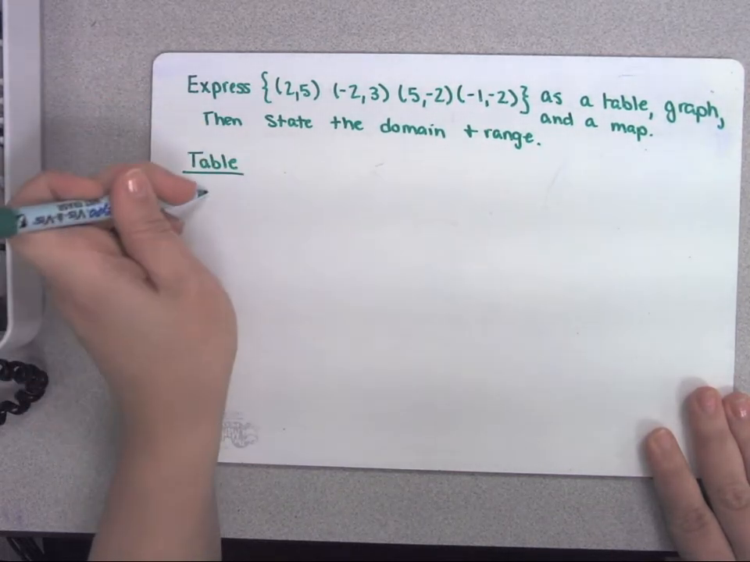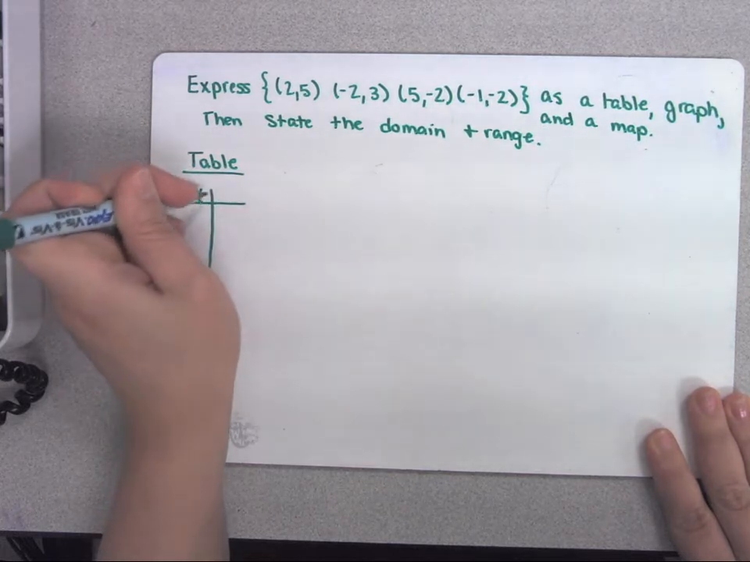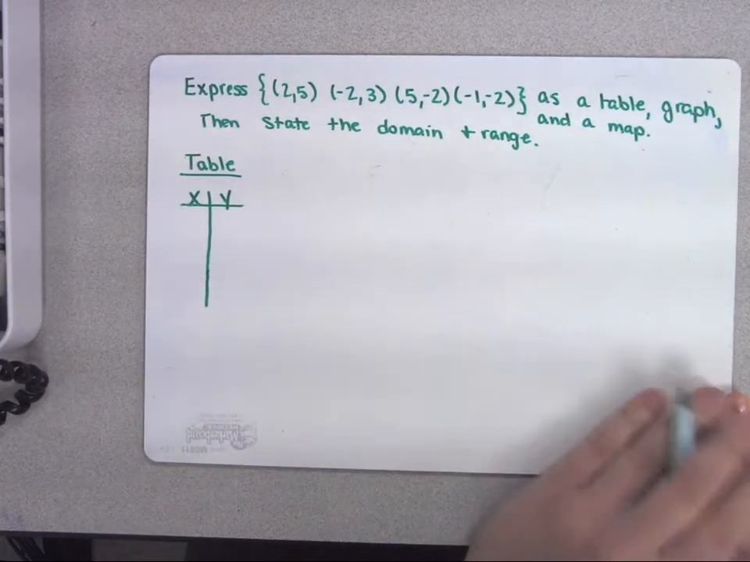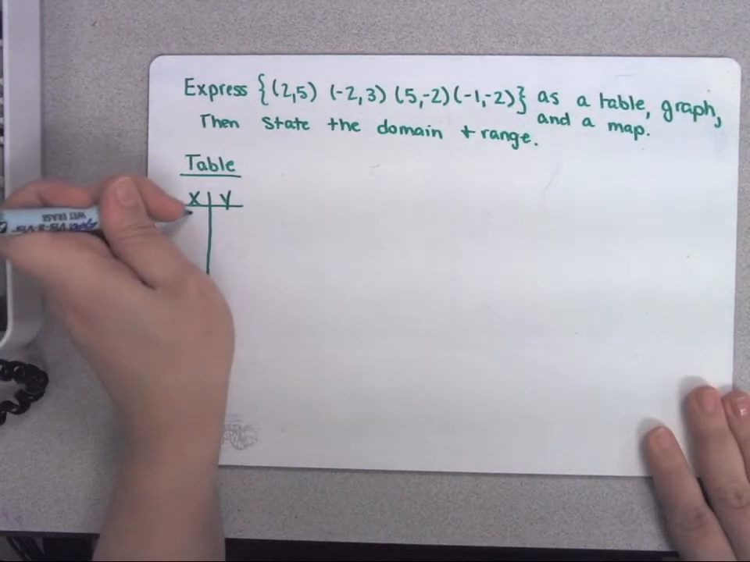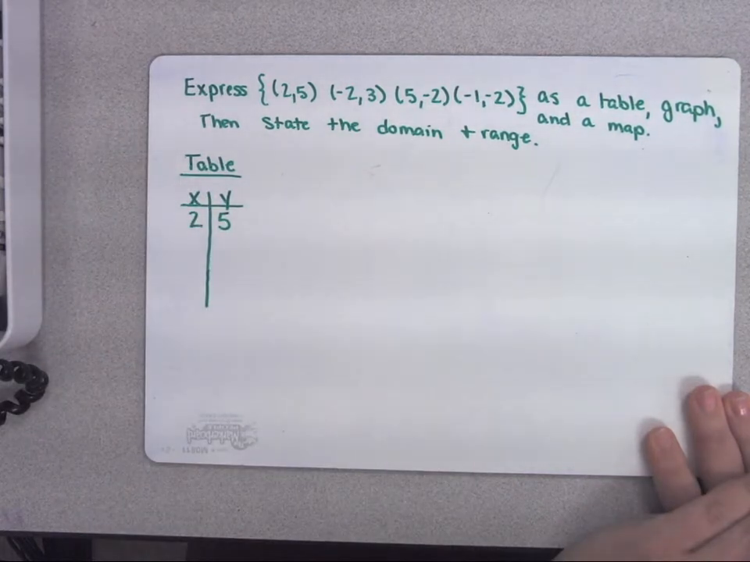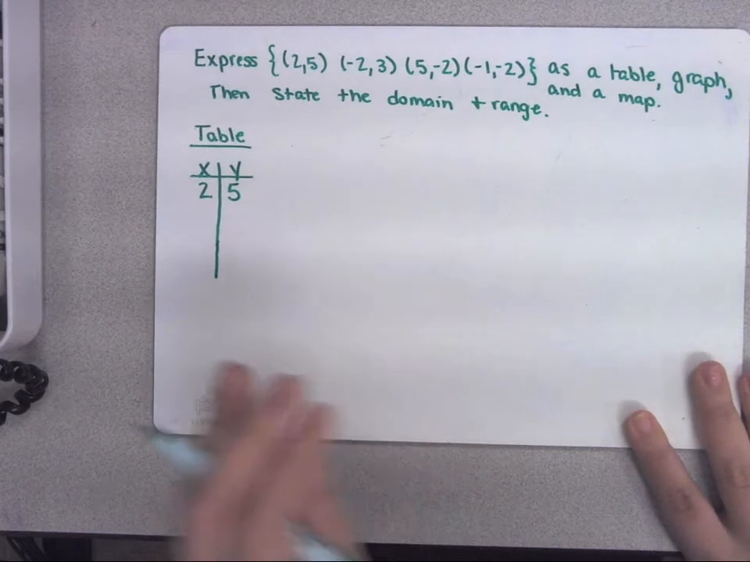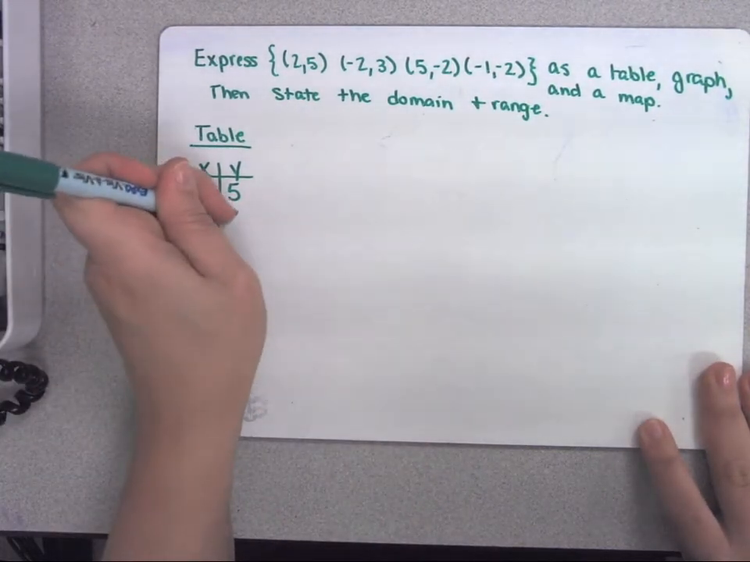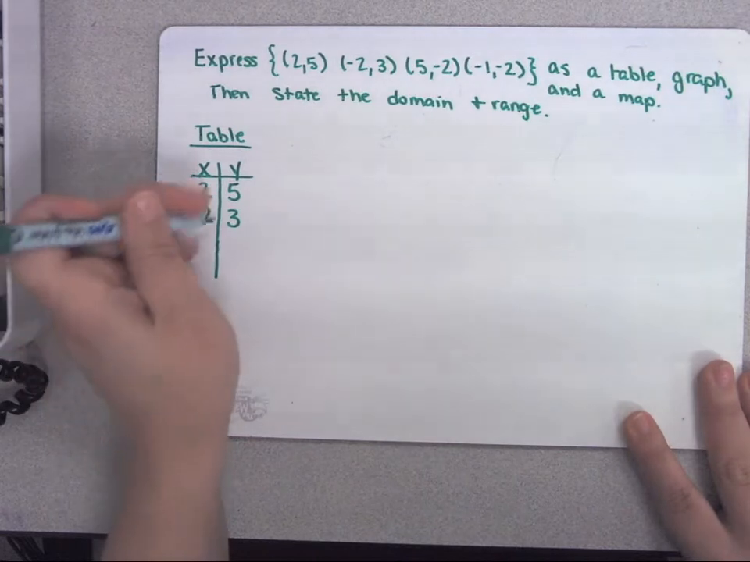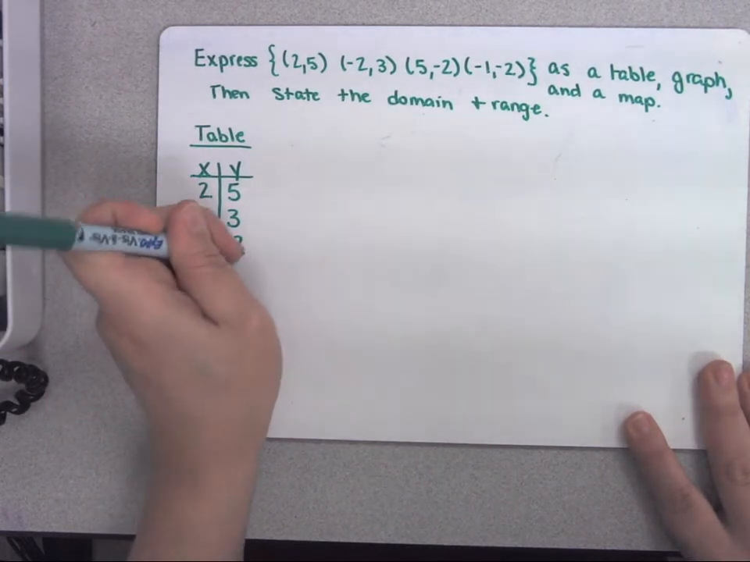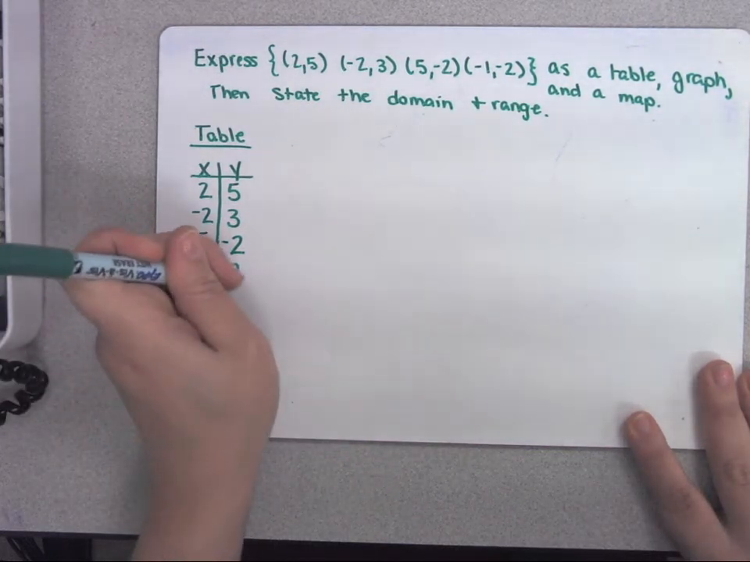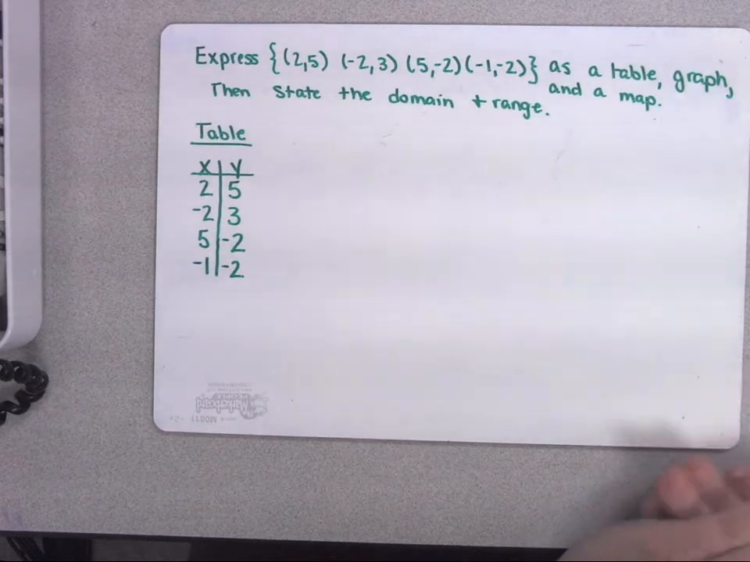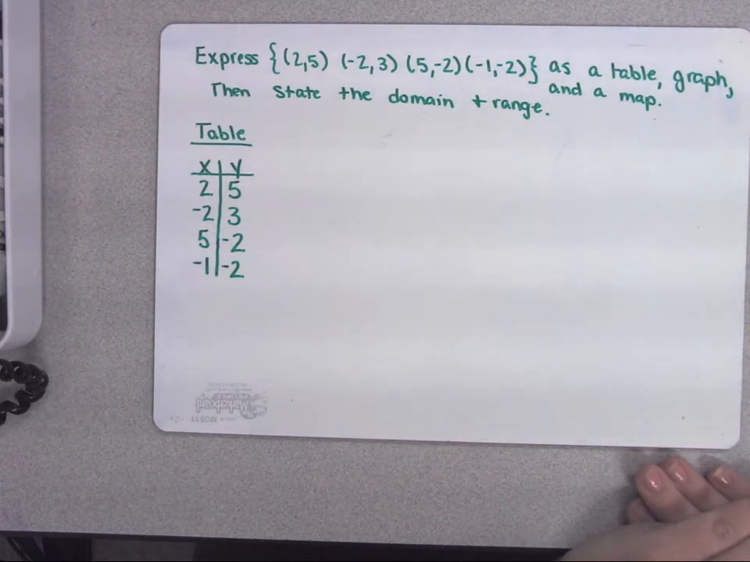Might help. Table is just a little chart, right? X is on the left, Y is on the right. You just put your ordered pairs next to each other. So if my first point is 2, 5, I'm just going to put 2 on the left, 5 on the right, right next to each other. Just do that for all my ordered pairs. So then -2 next to 3, 5 next to -2, then -1 next to -2. Basically just rewrote them in a different form. That's easy, yes? Can we do this part?